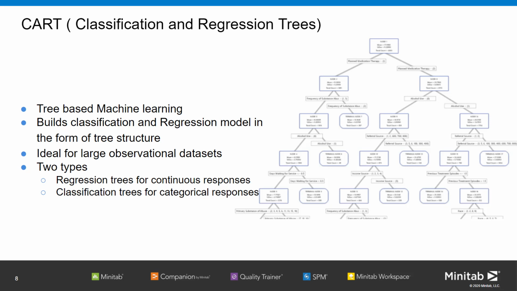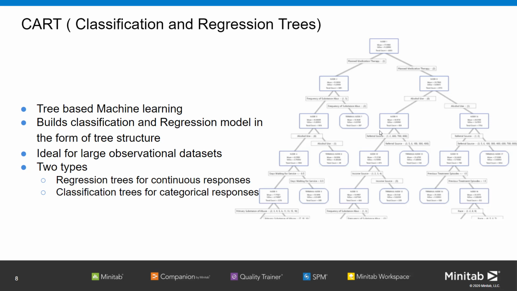A decision tree is one of the methods to visualize, as you can see here on the right-hand side. So this is how a decision tree looks. It's a tree-based learning model. It can build both classification and regression models in the form of a tree. A tree is simply something which splits your different variables.